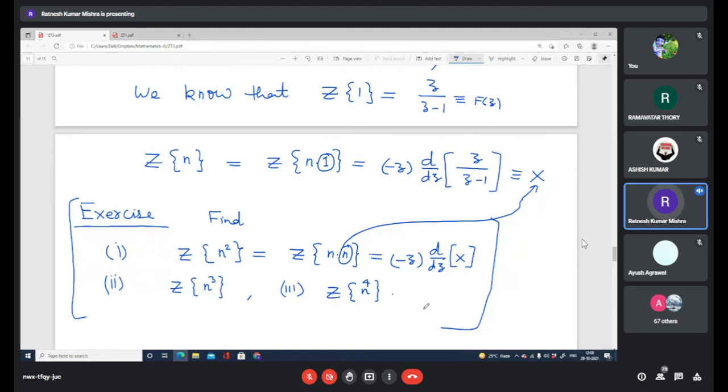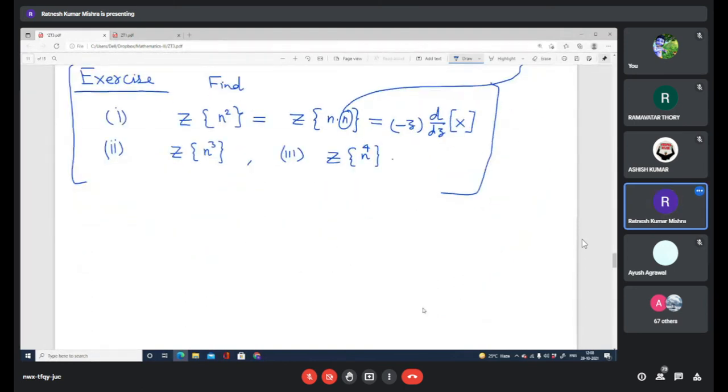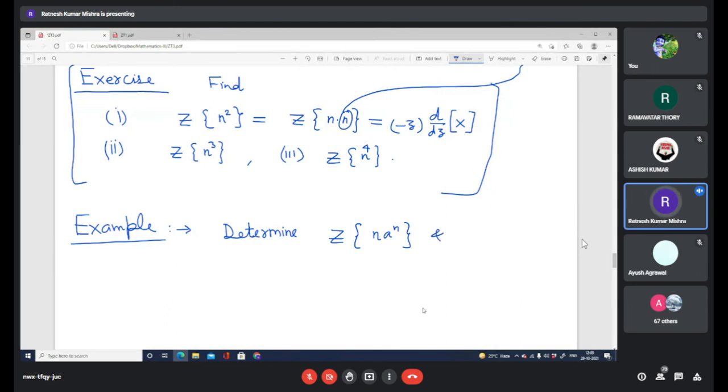And one last example. This is the last example of today's lecture. Determine Z transform of n a power n and Z transform of n square a power n. So I am just going to hint, and again this is the exercise.